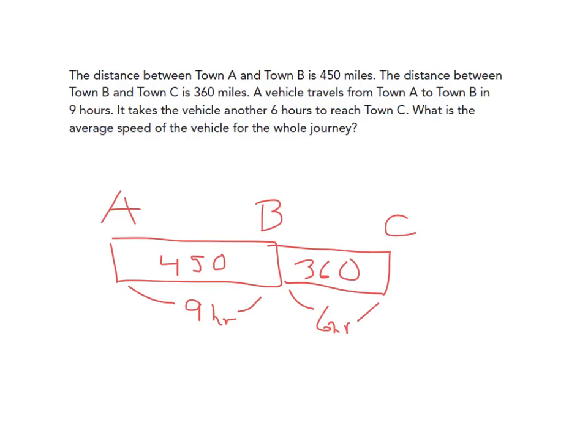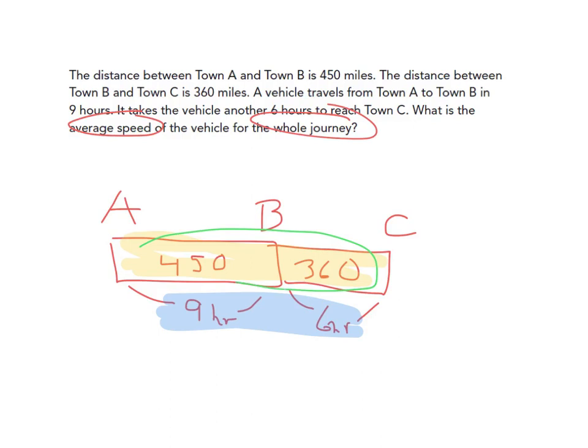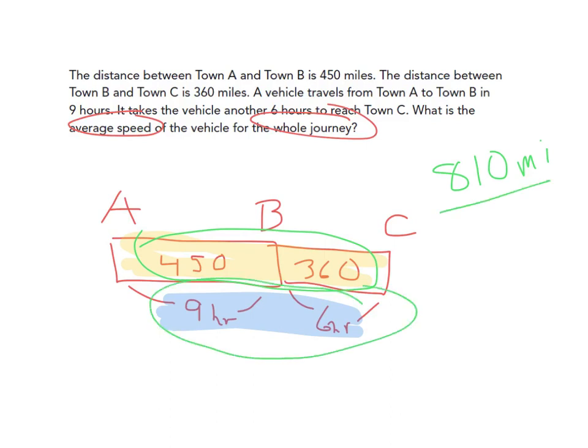So obviously their speed's changing. What they want to know is what's the average speed for the whole journey? Well, if I know the total distance, which is shown here, and I know the total time, which is shown here, I can set it up like I would any other problem. The total distance, if I add these together, gives me 810 miles total, and the total time spent ends up being 15 hours.